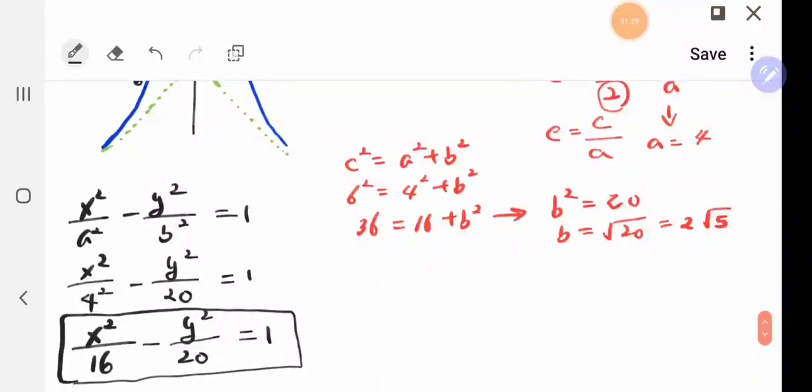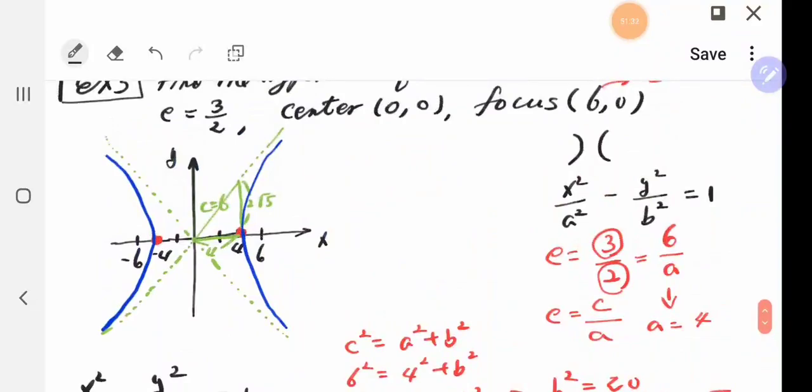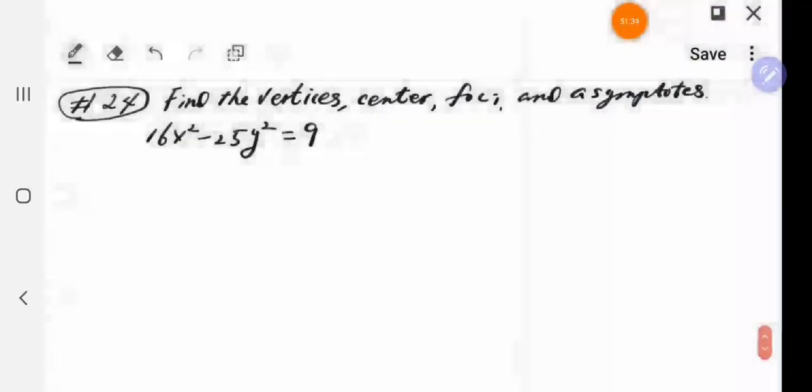Okay, and then the graph looks like this. Okay, let's try exercise number 24. From this exercise, let's find the vertices, center, foci, and asymptotes, and then graph it.